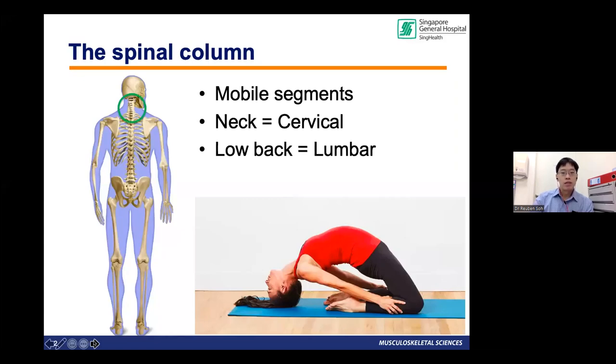These areas, as you can see from this picture of this lady doing yoga, are highly, highly mobile. Because they're the most mobile regions, they undergo a fair bit of wear and tear from daily mobility and the activities of daily living.